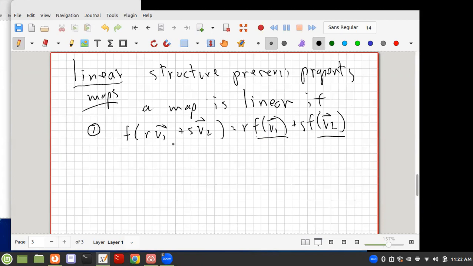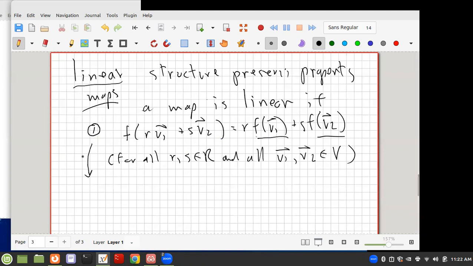Now, this property has to work for all real numbers r and s, and all vectors v1 and v2 in the domain. So it has to work for everything. It might be that for certain vectors this held, but not all of them. So it has to hold for all of them.